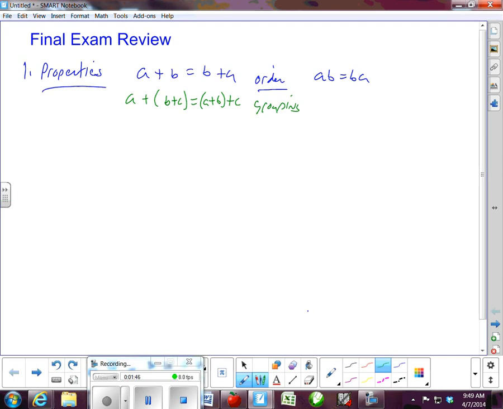The next property is the identity, and hopefully you remember with identity you get back to the, think of it, hopefully you're thinking original. So the identity gets you back to the original. That would be something like this. A times 1 equals A. 7 plus 0 equals 7. Gets you back to the original, right? We started with an A and we end up with an A. We are back to the original.